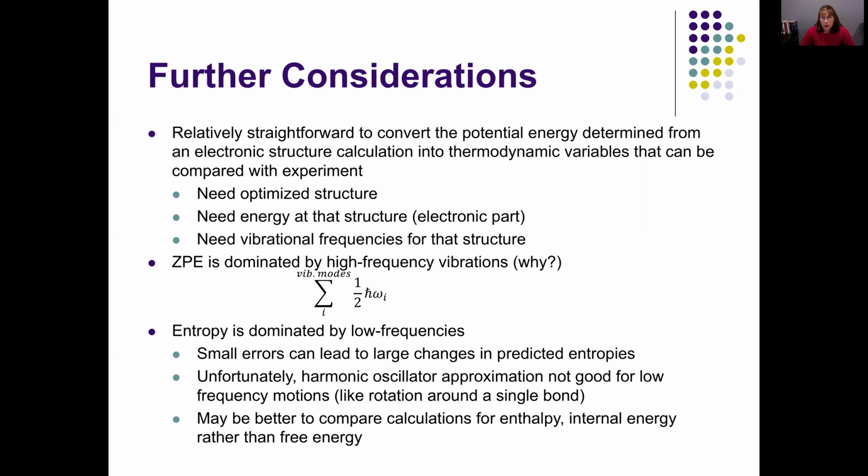On the other hand, though, our equation for calculating entropy ends up actually being dominated by the low frequencies. And so that means that small errors in the low frequency modes can actually lead to some fairly large changes in predicted entropies. And also the harmonic oscillator approximation is just not as good for some of the low frequency motions. So overall, that means that the errors we get in entropy are going to end up being larger than the errors that we get in zero-point energy. So when we calculate things like enthalpy or internal energy, those are going to essentially have more significant digits than, say, the free energy calculation, where we'll have a little bit more error because of that entropy.